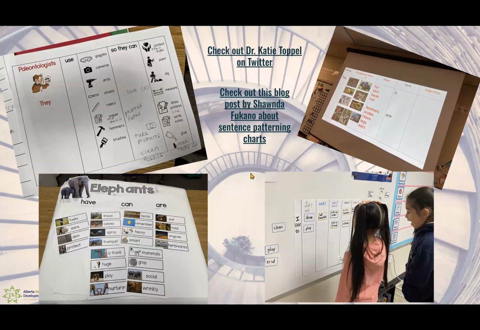So these are some other ideas. Some sentence patterning charts from Katie Toppel as well. And there's a blog here from Shonda Fucano about sentence patterning charts. Again, lots of visuals in these examples. Maybe some of these kids are at the intermediate level and still using these sentence patterning charts and taking these words and putting them in the order that the sentence is.